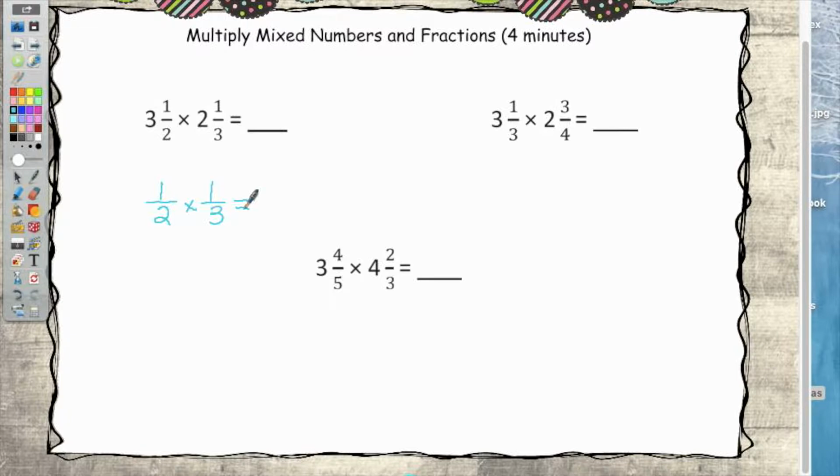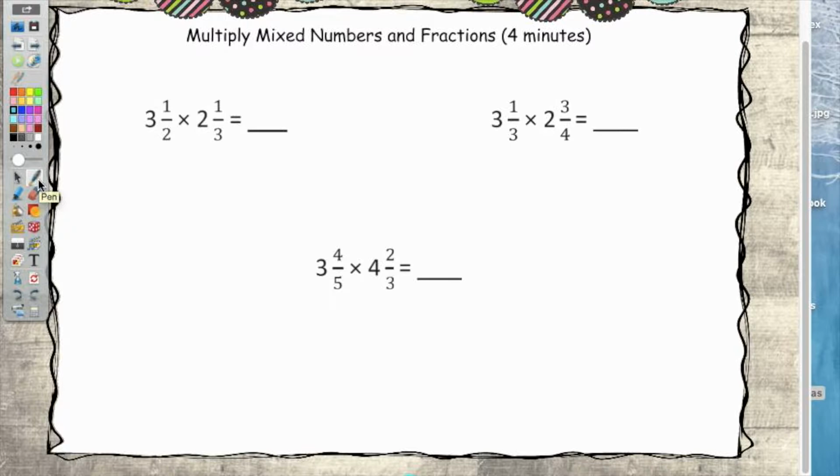Addison, how do I solve this problem? You multiply. So my answer would be what? There would be 1 and 6. 1/6. Okay? Does everyone remember their sprint from last week? Okay. So if that's true, then I should be able to do 3 times 2 and 1/2 times 1/3, right?